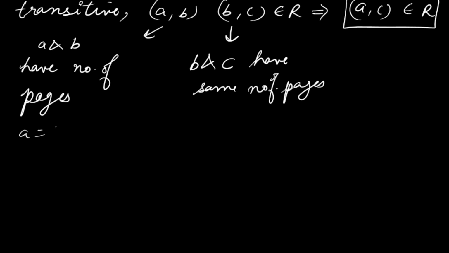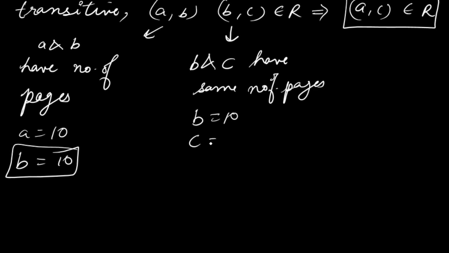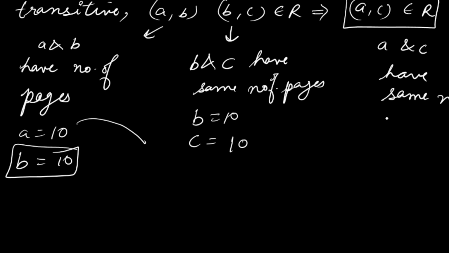That means if A has 10 pages, B will also have 10 pages. Same way, here we have already concluded that B has 10 pages, so that means C also will have 10 pages, right? So this implies A and C will also have the same number of pages, right? So this thing is true: if A comma B and B comma C belong to R, A comma C also belongs to R. Therefore, the given relation is transitive.